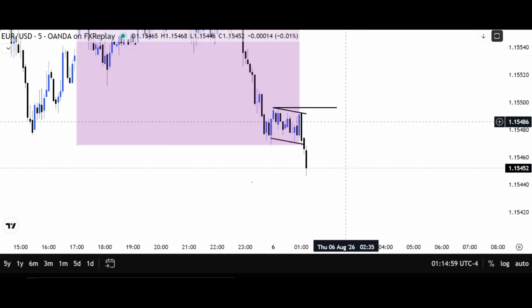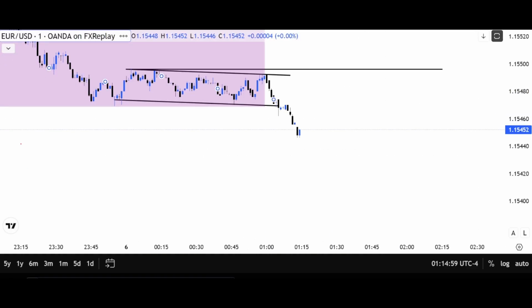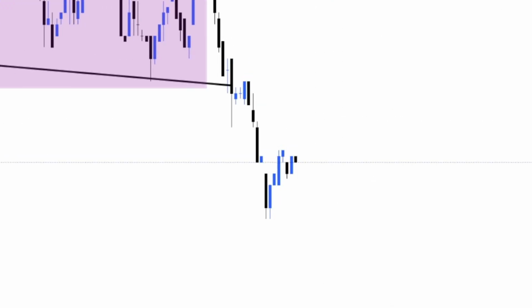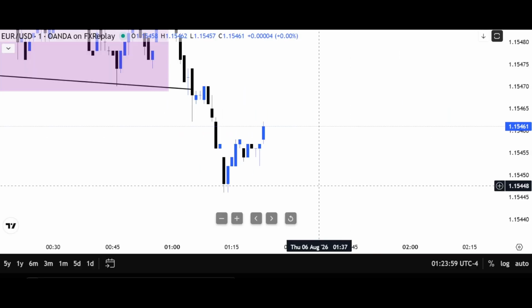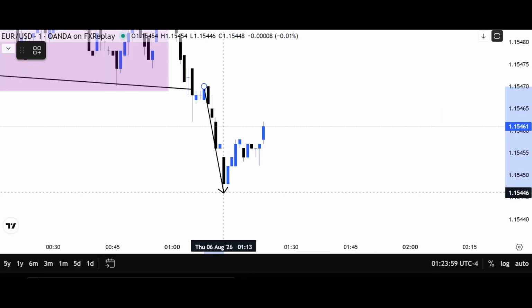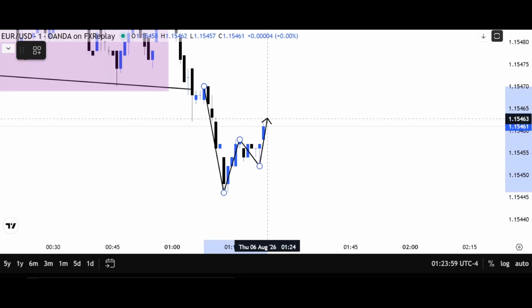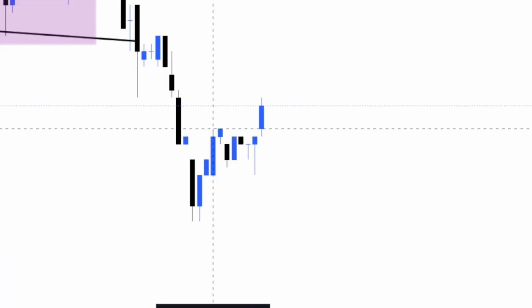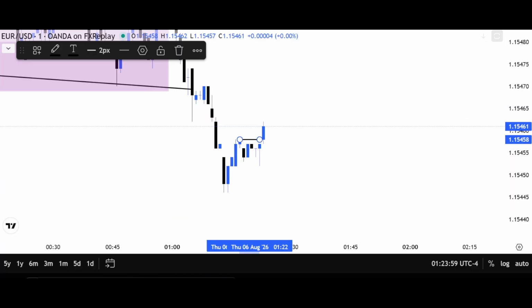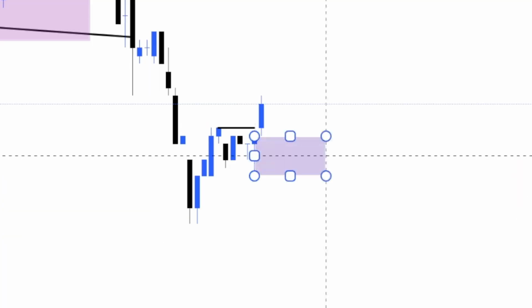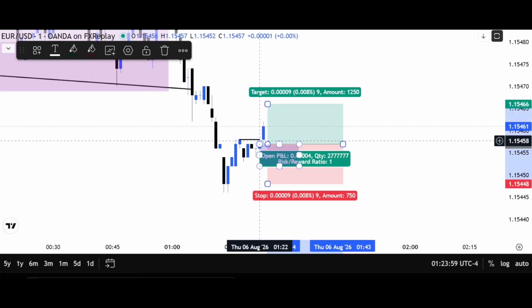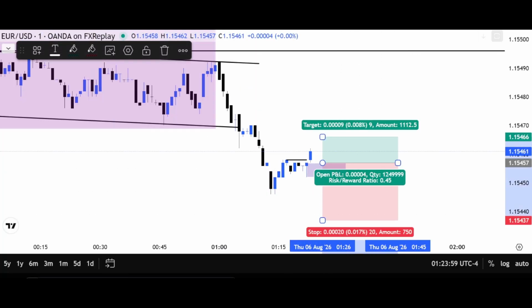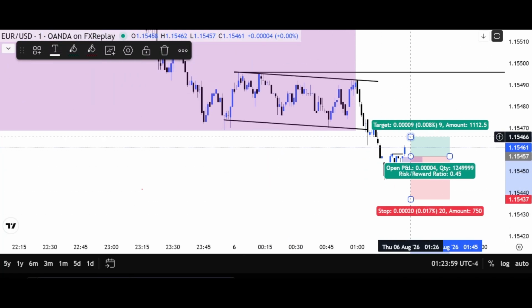Now we can go to 1 minute to look for a change of character. You have to take notes of this. Price went down, went up, and again down, then broke structure again. So this is our break of structure, and this is our point of interest. Stop loss always 2 pips and take profit just this high.